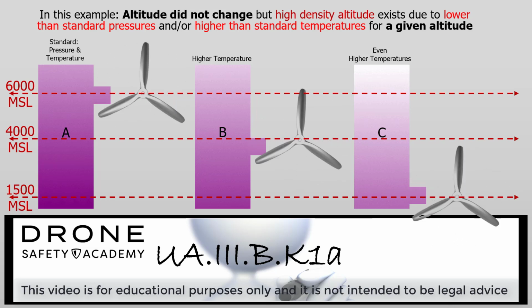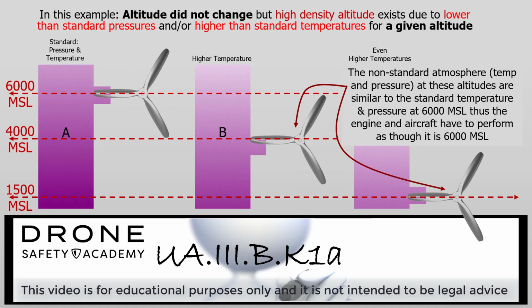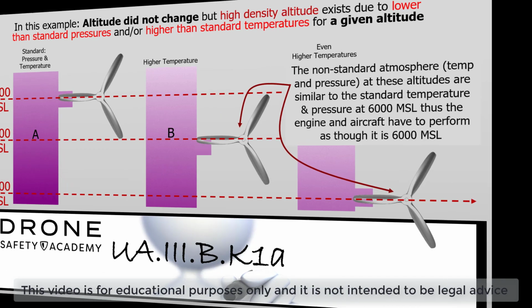Different altitudes, but engine performance is the same. The non-standard atmosphere, temperature and pressure at these altitudes are similar to the standard temperature and pressure at 6,000 MSL. Thus, the engine and aircraft have to perform as though it is 6,000 MSL in column A.